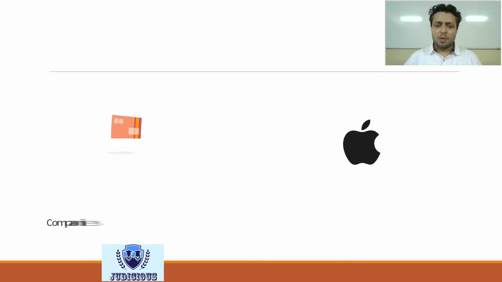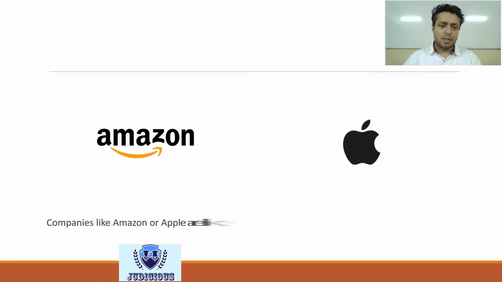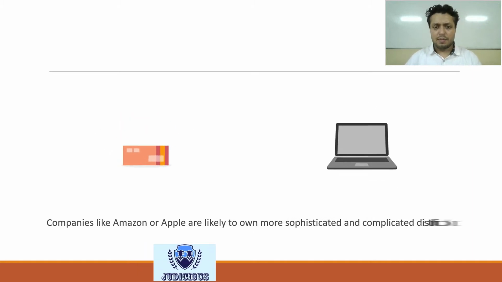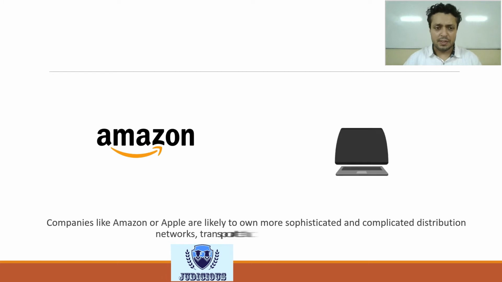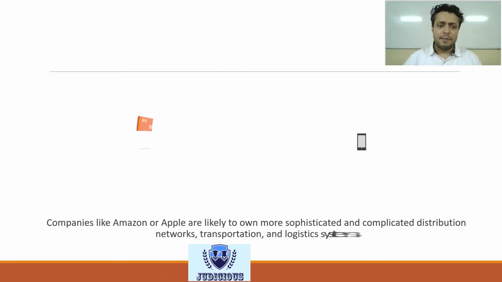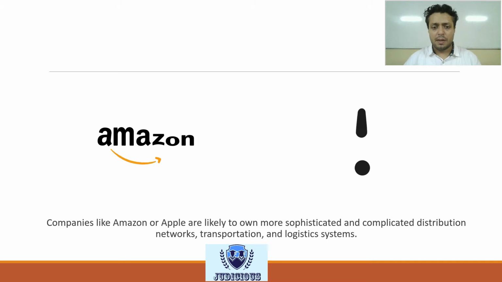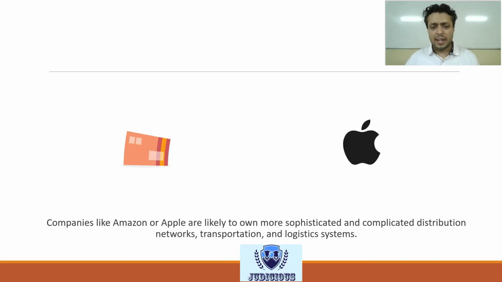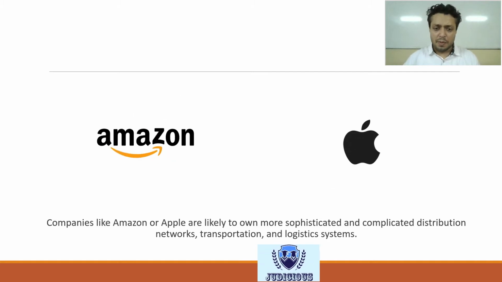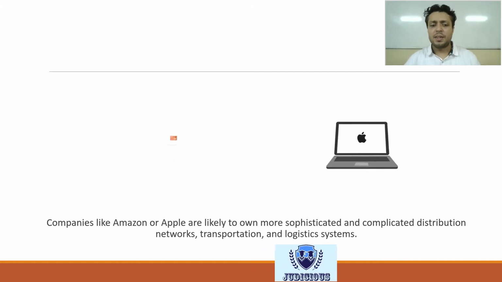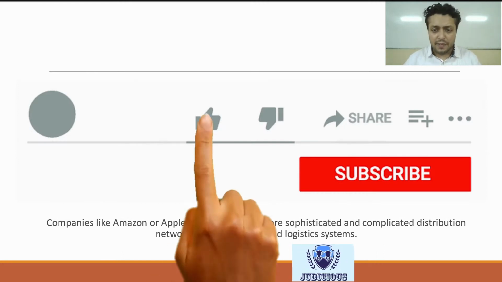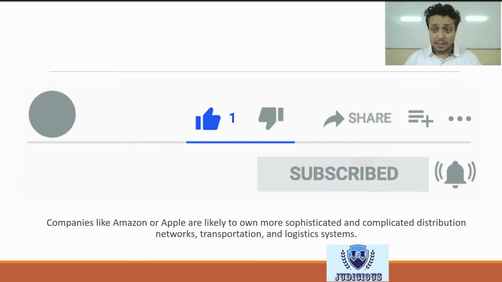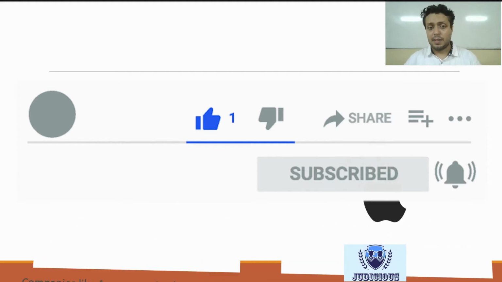These two giants don't need any introduction. These two companies are giants in their own field. Like Amazon and Apple, they have very vast operations, and they are globally operational. So looking at the magnitude of their business, it is more likely that these firms will have more sophisticated and complicated distribution networks, transportation, and even logistics systems. That means the bigger the business, the more complex the distribution network is bound to be.